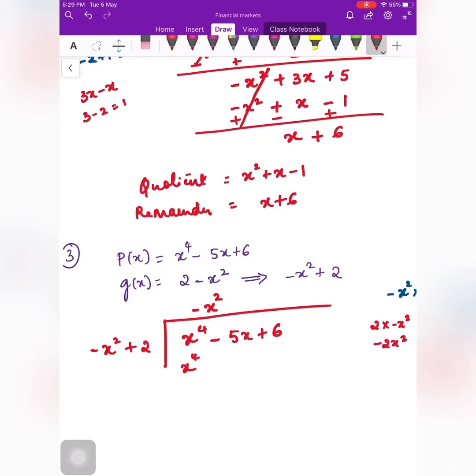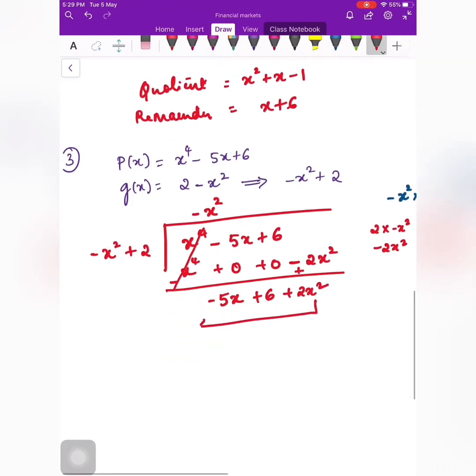Since you do not have any x square term here, I am going to place this away from all other terms. So this is as simple as adding 0. Okay, now we can change the sign here, minus, and this becomes plus. So this cancels out. So just bring in minus 5x plus 6 and plus 2x square as it is, and this you can rewrite as 2x square minus 5x plus 6.